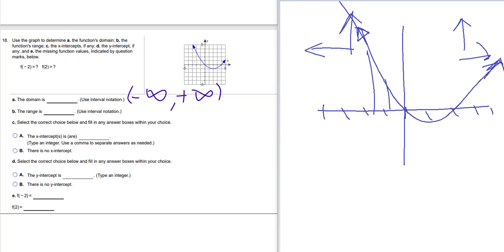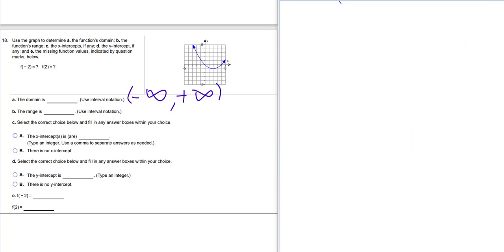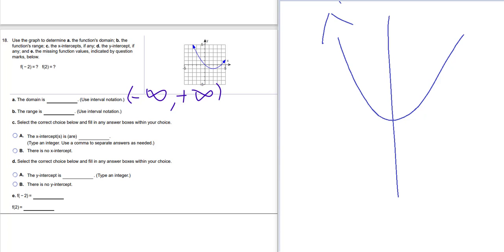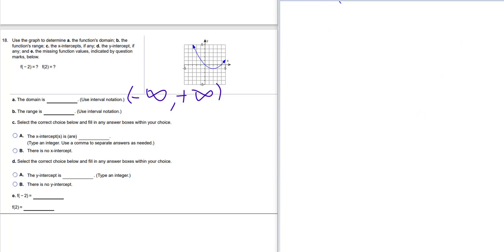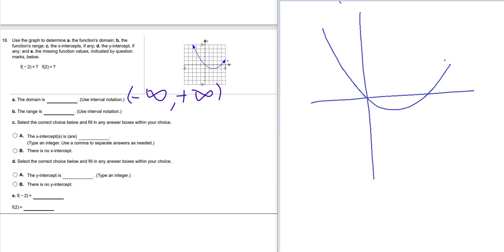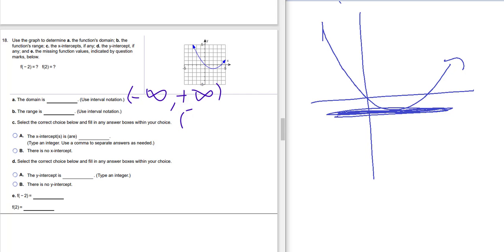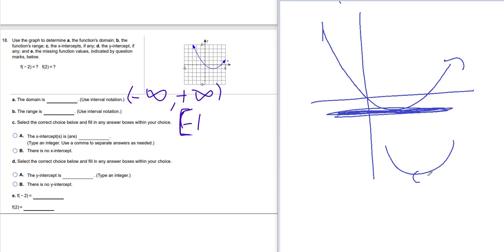However, the range is not unlimited like this domain because look, it drops, it has a low point. So if I sketch this graph again, you'll notice there's a low point here. That's the lowest range value, and it's at -1. Now, -1 is included because if they didn't want us to include that, there'd be an open circle right there. We don't include infinity because you can't actually reach infinity.